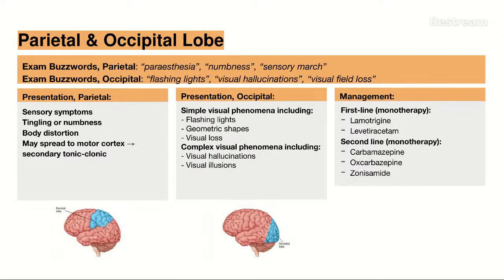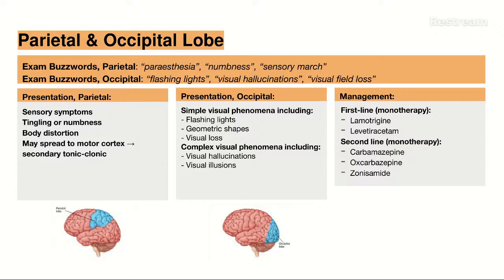So I've grouped the last two together just because there's not really much to say about them and they're quite rare. Parietal lobe seizures typically produce sensory symptoms, so parietal paresthesia. These might be tingling, numbness, or a sensory march in which the abnormal sensations spread across the body in a similar way to the Jacksonian march, except this time it's sensory and not motor.